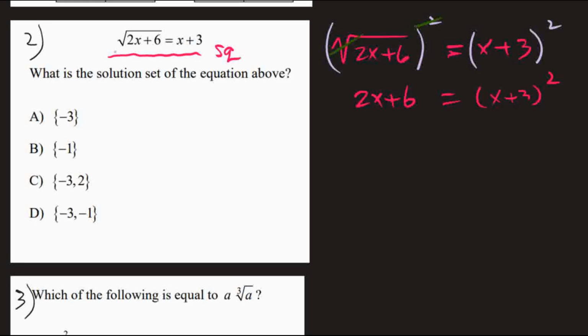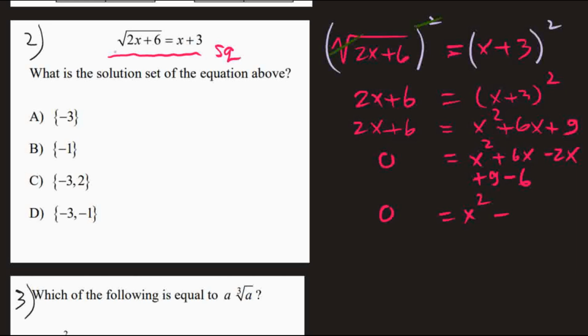Now we expand this: 2x plus 6 equals x squared plus 2 times x times 3, which is 6x. Remember, you always have to expand into 3 terms for this one. Now we combine everything to the right side. So x squared plus 6x, 2x moves to the right and becomes negative, plus 9 here, 6 moves to the right and becomes negative. Now we have x squared plus 4x plus 3, and then we just factorize this.